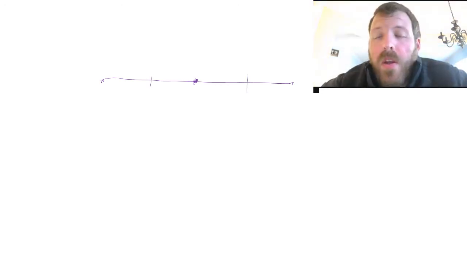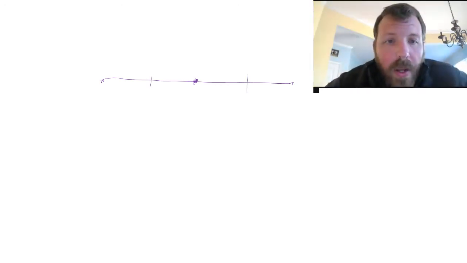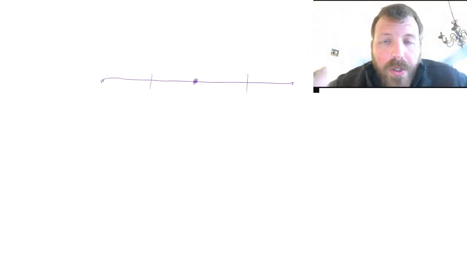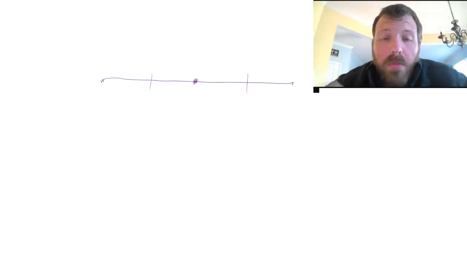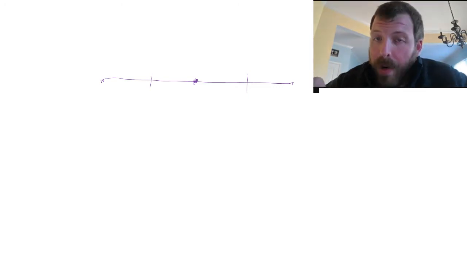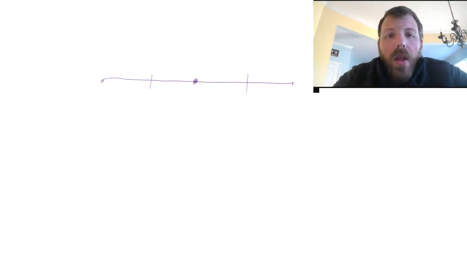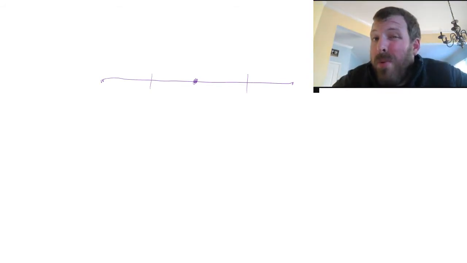Little slash marks mean congruent. So what I've drawn here is a segment where the two parts of the segment are the same length because the midpoint is present. And so basically this segment will be equal to this segment. So that's what midpoint means.